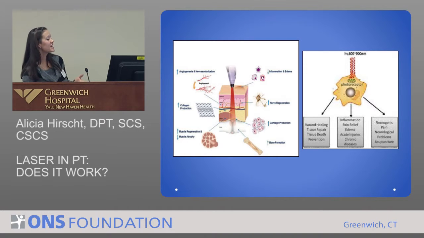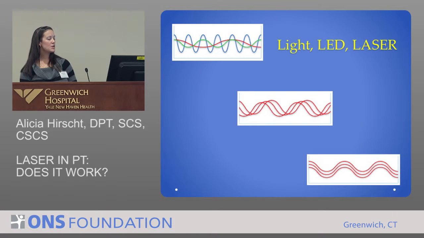But essentially, we're trying to promote healing, right? And we're trying to reduce edema and break up the inflammatory process that can go awry in these musculoskeletal conditions. So there's light, white light, several wavelengths, different colors. Then there's LED and laser.